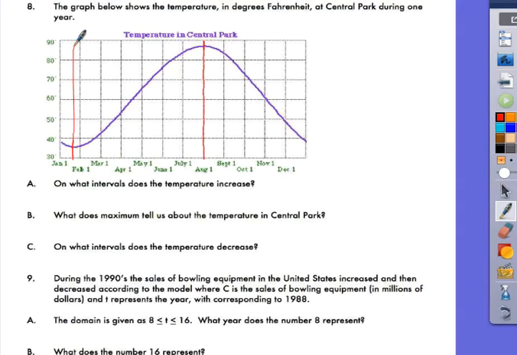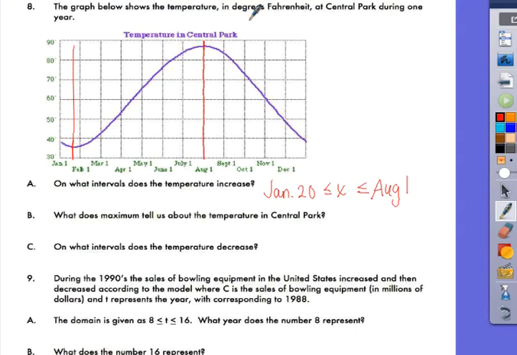So it's going to increase between January, what? 20th? Okay, sure. And even though this isn't labeled X, we know that's the x-axis. Just so we're used to writing this interval, the interval is using inequalities. January 20th is less than or equal to x, less than or equal to August 1st. Very good.